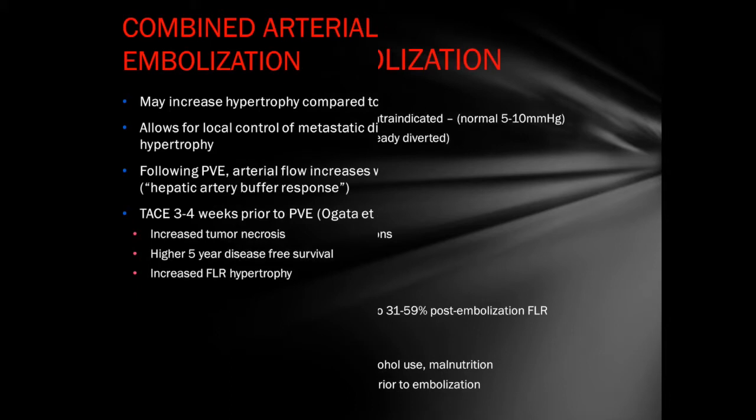Very briefly, just want to mention the idea of combined arterial and portal embolization. That involves doing both a transarterial embolization followed by portal vein embolization 3 to 4 weeks later. This may actually increase the rate of hypertrophy and the volume of hypertrophy compared to portal vein embolization alone. And the real nice thing about this is it allows for local control of the metastatic disease while you're waiting the 3 to 4 weeks for hypertrophy. So you do your portal vein embolization, patients may be off chemotherapy, off any other treatment for 3 to 4 weeks while they're waiting for the liver to hypertrophy.